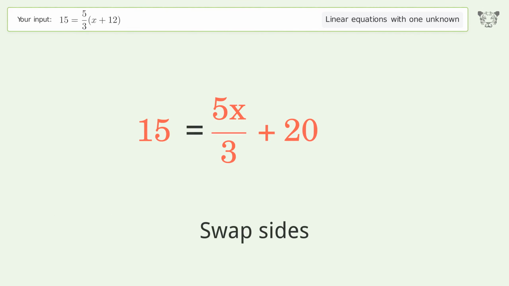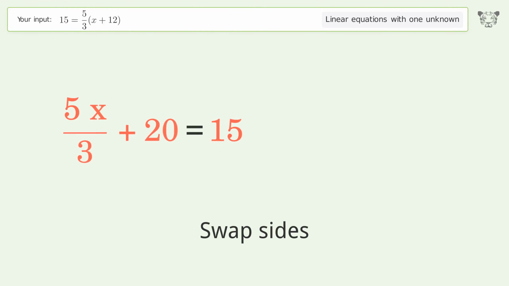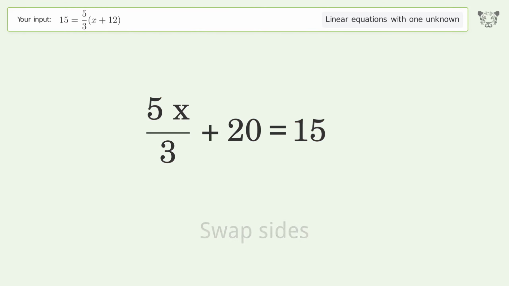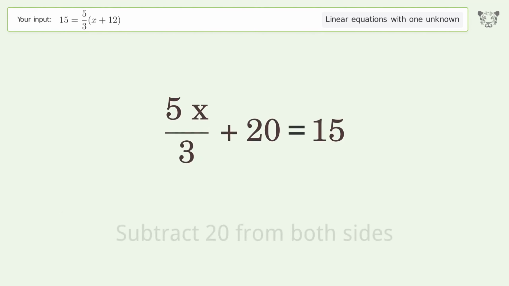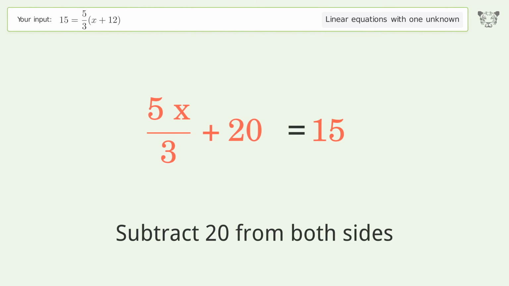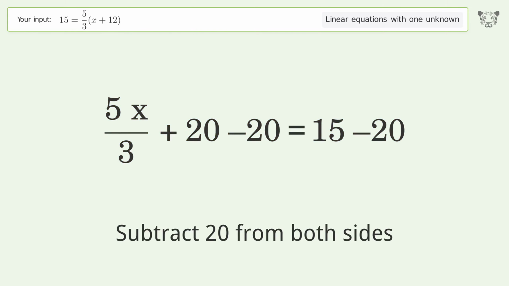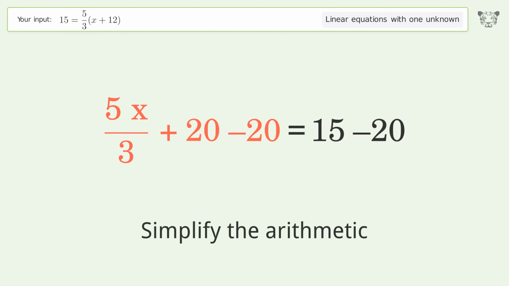Swap sides. Group all constants on the right side of the equation. Subtract 20 from both sides. Simplify the arithmetic.